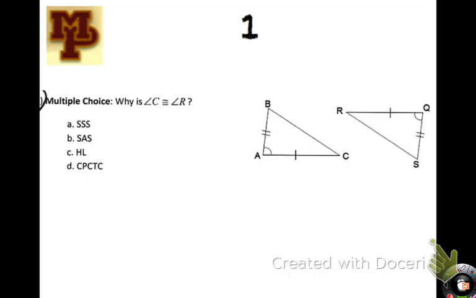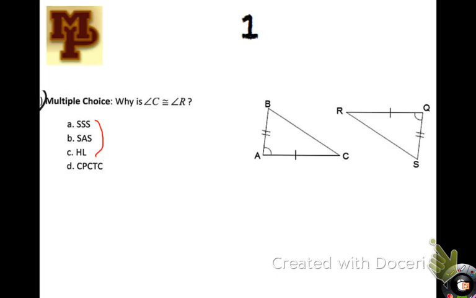Okay, why is angle C congruent to angle R? Now, if you're trying to prove triangles are congruent, then you can choose one of these. So if you're trying to prove triangles congruent, these are shortcuts for proving triangles congruent.